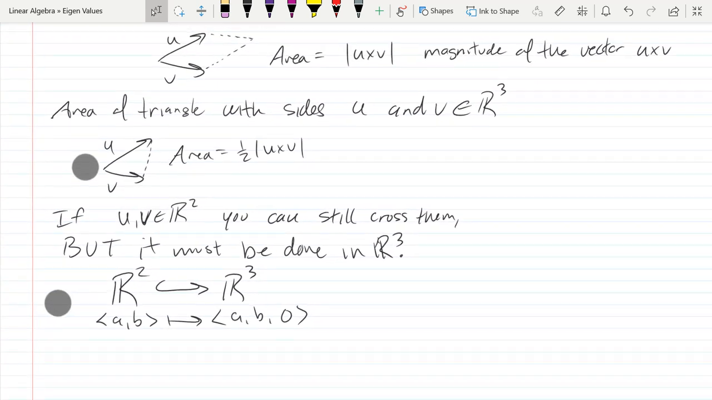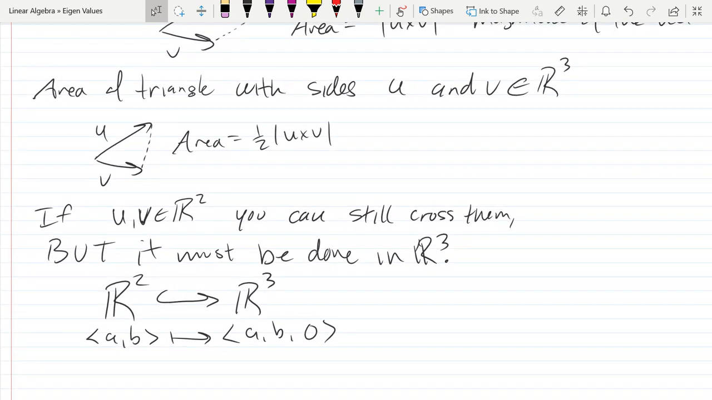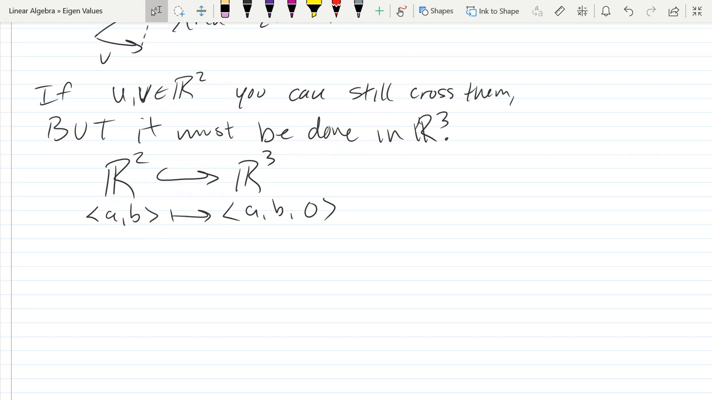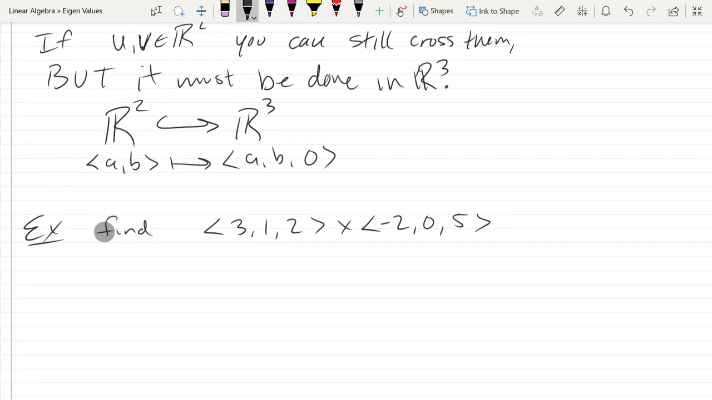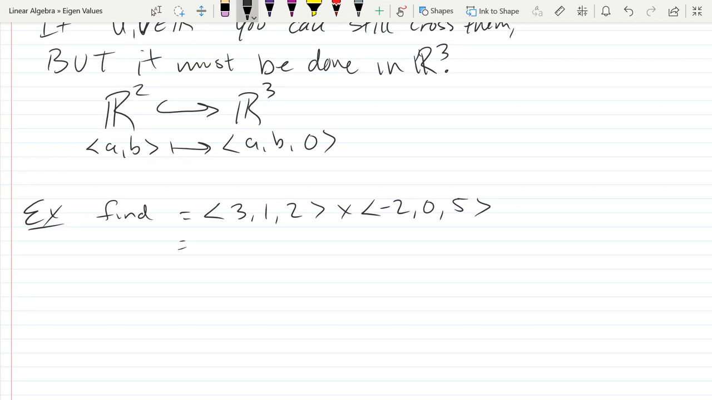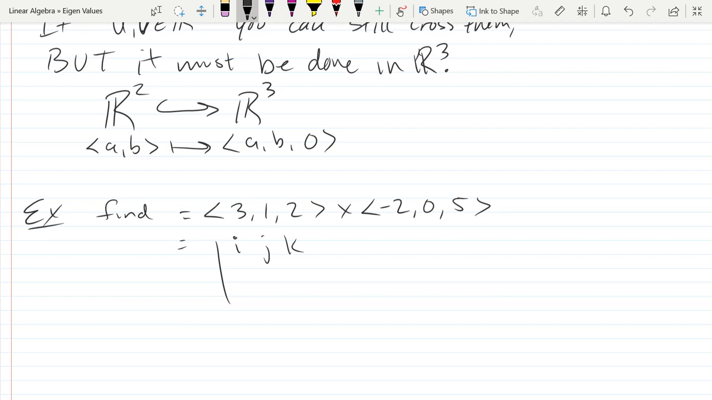All right, we should probably do at least one example of a cross product before we zoom right back to eigenvectors and eigenvalues. So let's do one cross example. We're going to cross (3, 1, 2) and (-2, 0, 5). The way we're going to do this, the only way I've shown you, is i, j, k in the first row, then 3, 1, 2 in the second row, -2, 0, 5 in the third row.